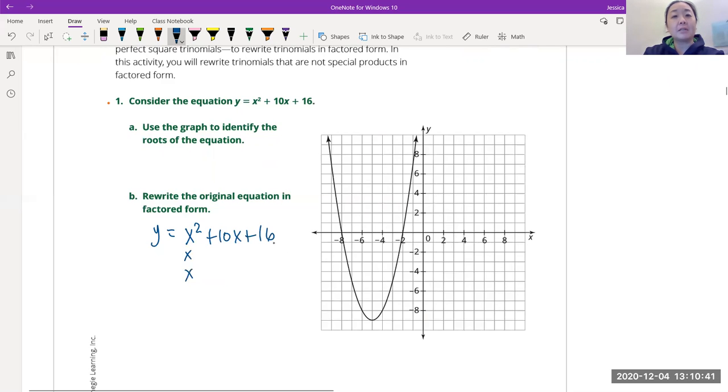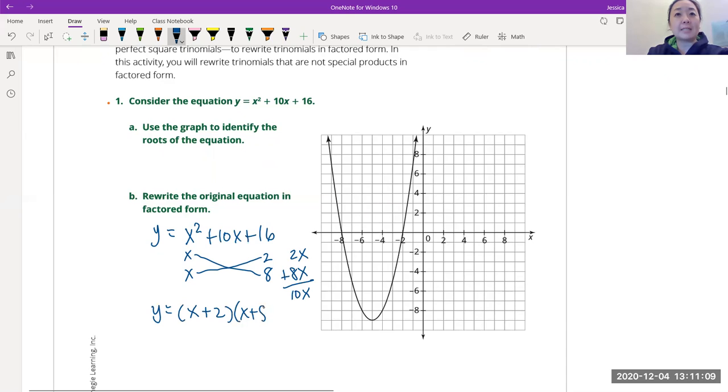This is x and x. Again, feel free to pause. This is 2 and 8, because 2 times 8 is 16. And when I add 2 plus 8, that gives me 10, right? And this is going to be x times 2, which is 2x, x times 8, which is 8x. And yep, sure enough, it does give me 10x, just as I predicted. All right, and then we're going to write this going, so y is equal to x plus 2, going straight across, and x plus 8.